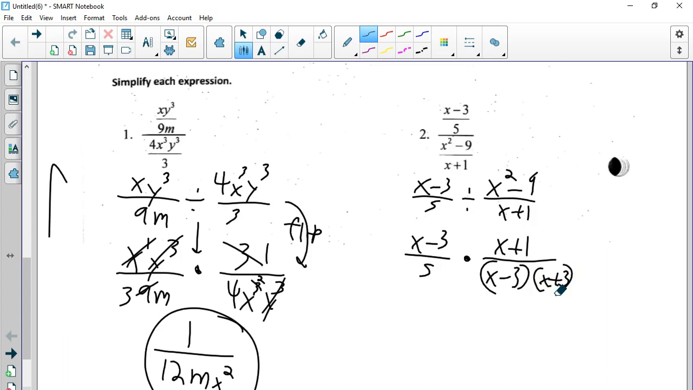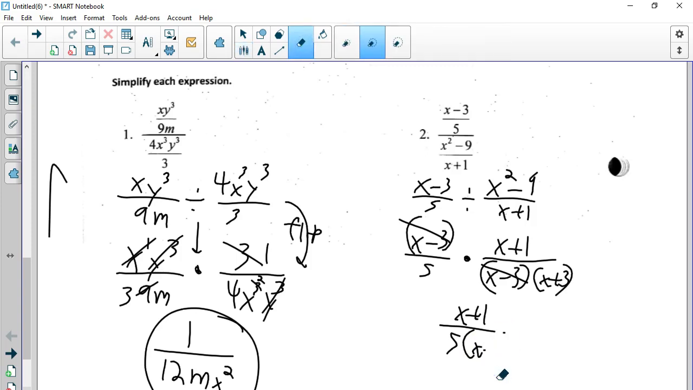All right? Now, at this point, I see what will cancel. This x minus 3 will cancel with this x minus 3. And that's pretty much it. So what's left on the top? x plus 1 over 5 times x plus 3. Trying to clean that up, it kind of looks like a 13. And that's it.